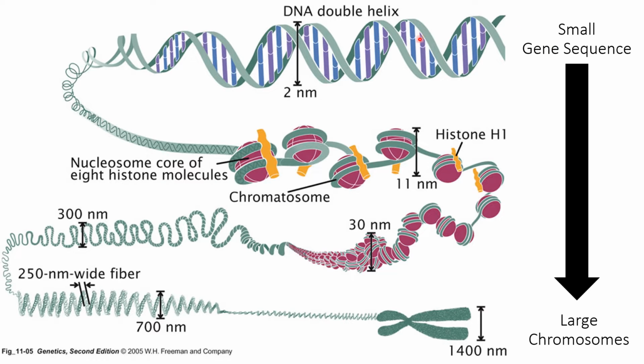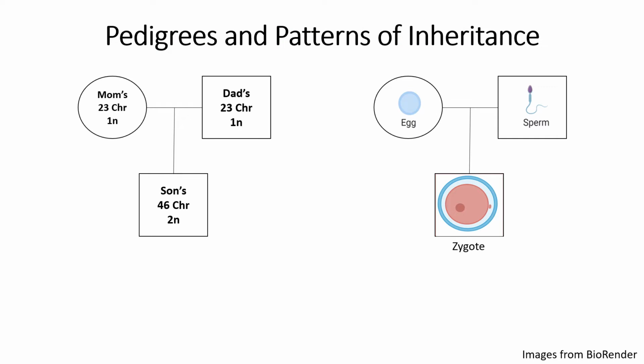So we've covered the DNA double helix, how it contains the code in codons in groups of threes. These can be transcribed into RNA, but they are also modulated by proteins such as histones, shown here, and they are wrapped and coiled very tightly into large chromosomes. So now I'm going to cover pedigrees and patterns of inheritance.